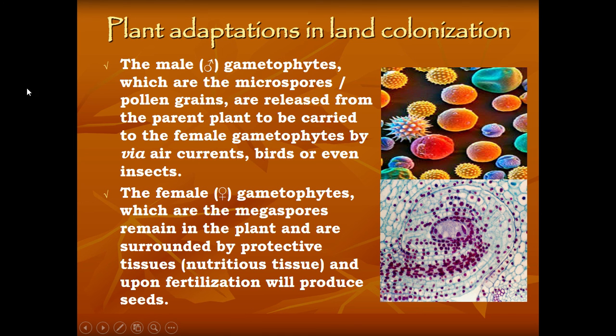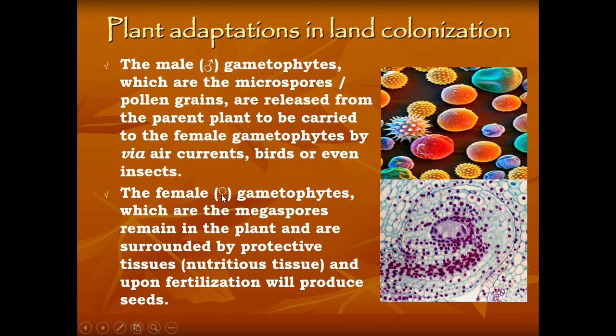So let's look here at the male gametophyte, which are microspores, or normally we call them pollen grains. They are released from parent plants to be carried to the female gametophyte via air currents, birds, or even insects. So they have a dispersal agent to carry the male gametophyte inside the pollen grain to the female gametophyte that is located on the other plant or the same plant.